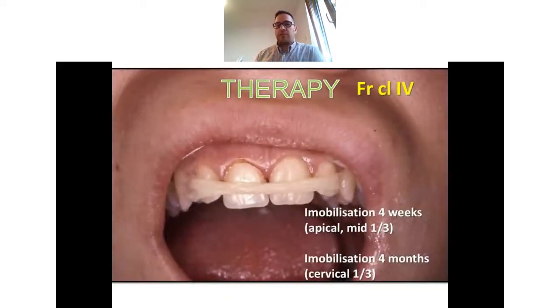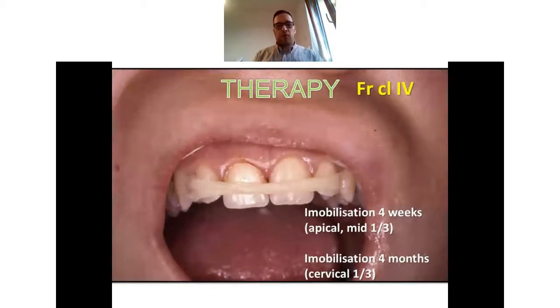So the first thing is to do the immobilization. In which way does this happen? This is actually the only way that you have to make a rigid immobilization. It is really important because you don't want the hard dental tissues to move. You want complete immobilization. It will last for 4 weeks if it's in the apical or mid third, or up to 4 months if it's in the cervical third.